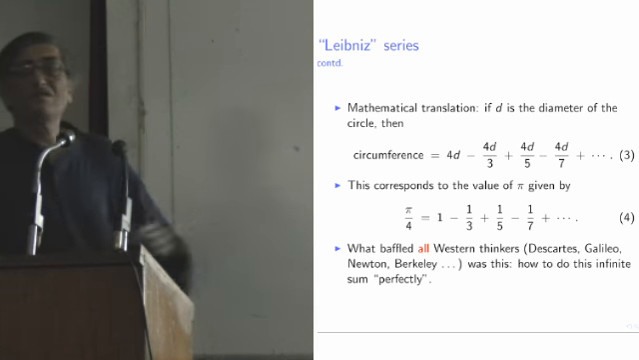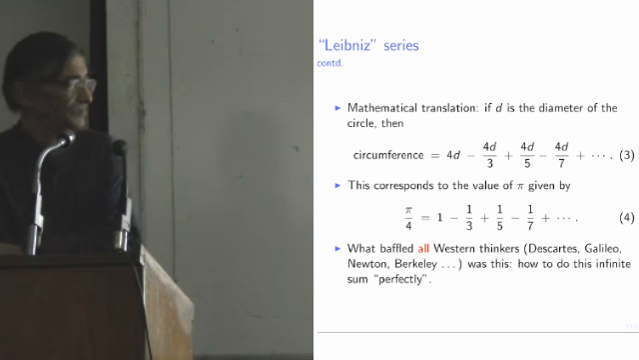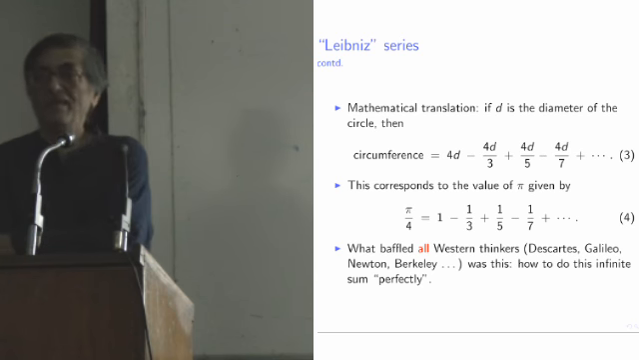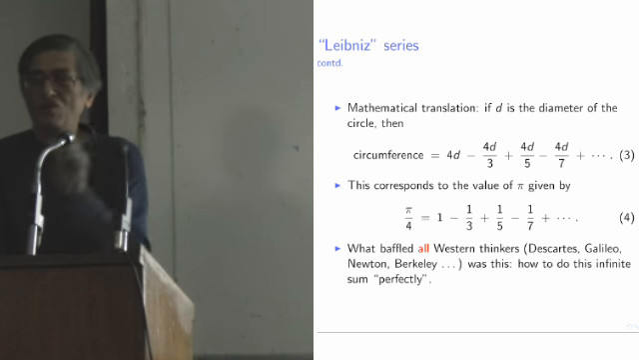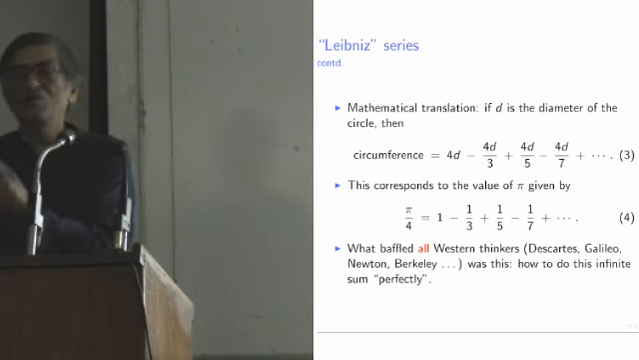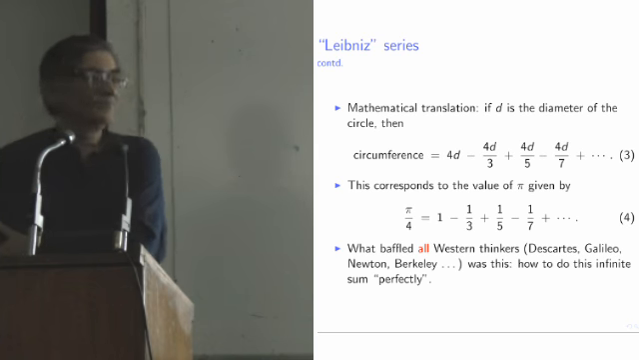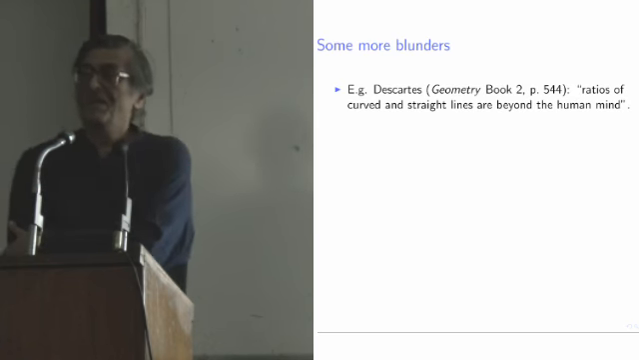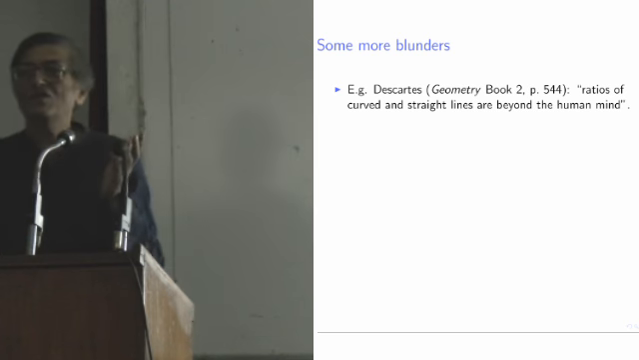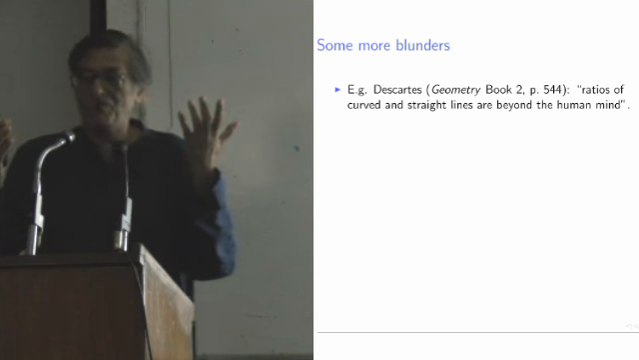It baffled Western thinkers, baffled Descartes, baffled Galileo, Newton, Berkeley. Why? Because they wanted to do the infinite sum perfectly. Not good enough to say pi is 3.14 or 3.1415. They want the perfect answer. How do you perfectly sum an infinite number of terms? So Descartes declared the ratio of curved and straight lines is beyond the capacity of the human mind. Look at this pompous declaration.